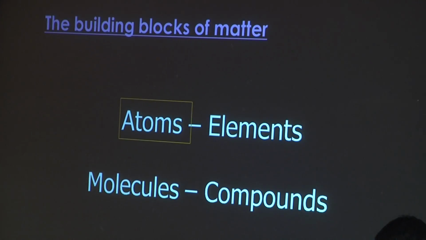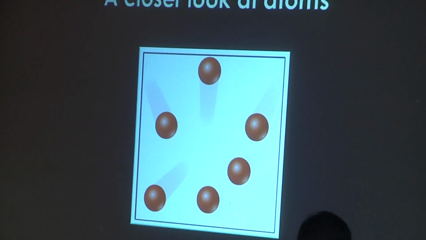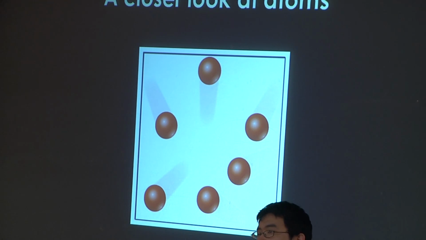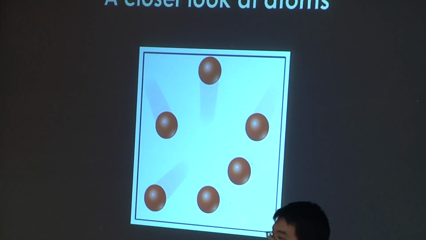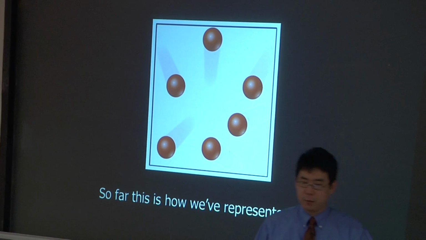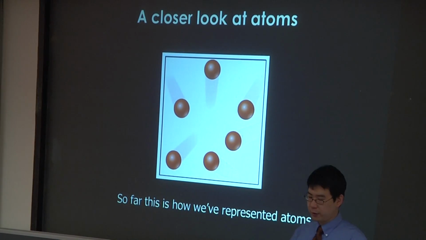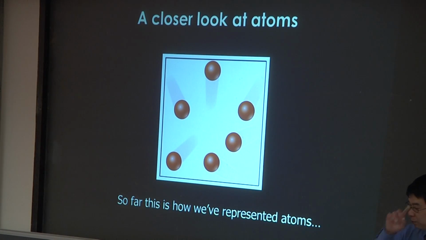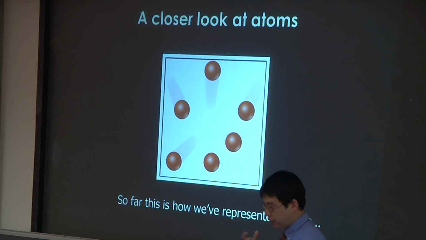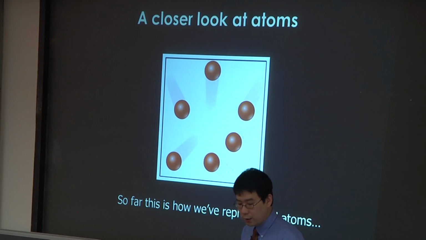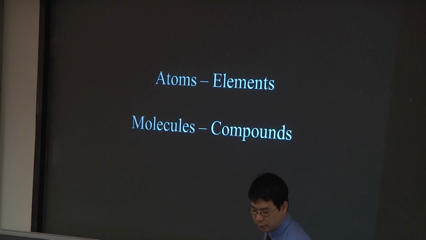Okay, so we looked at atoms. We're going to take a closer look now at atoms. So far, this is how we've looked at atoms, right? We said atoms are these little spheres. And here's an atom of one type of element, red, right? And you might have an element that's blue, and an element that's purple, and another one that's green. That works, right? But there's much more than that when it comes to atoms.